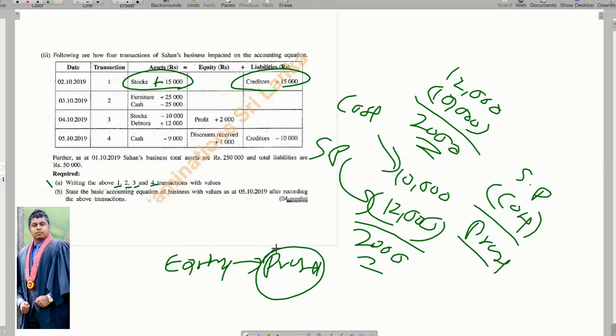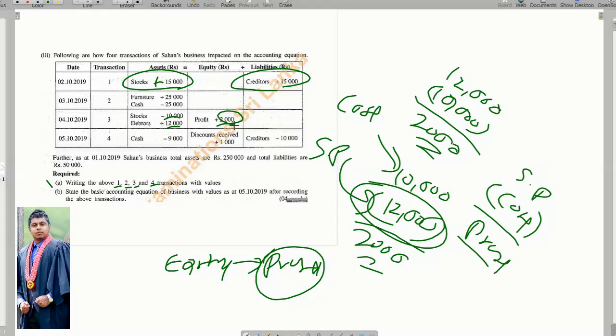That means our cost is 10,000 and selling price we have calculated 12,000. Of course we are getting 2,000 profit. 2,000 profit is an increment of the equity amount. Therefore we are normally entering those 2,000 in the equity column, right? So that means it's very easy. Of course you are required to identify the relevant component.